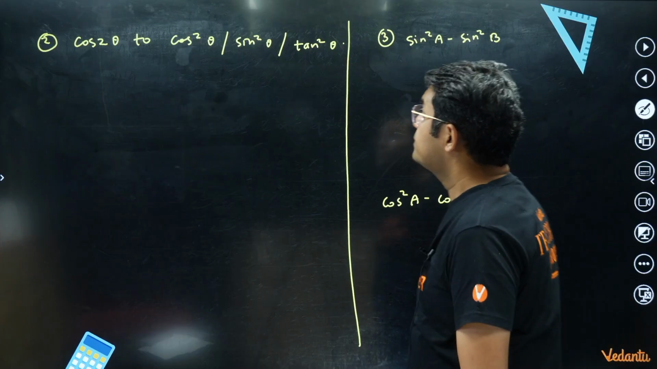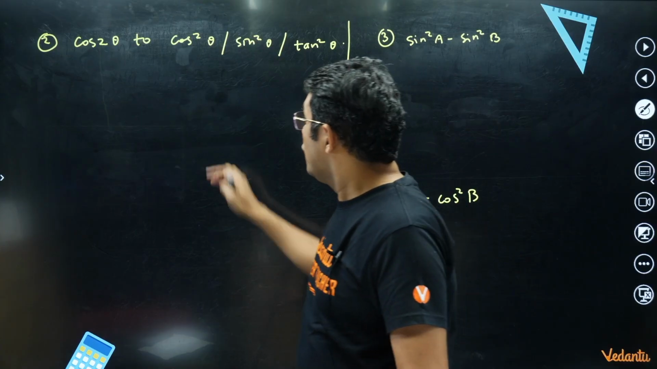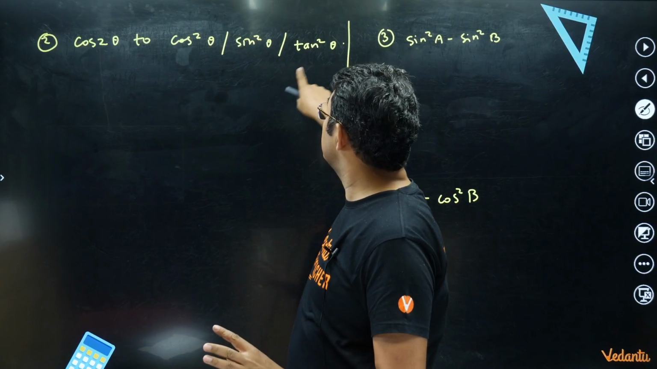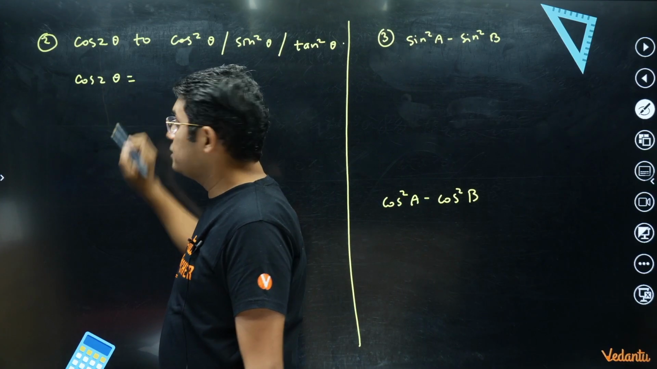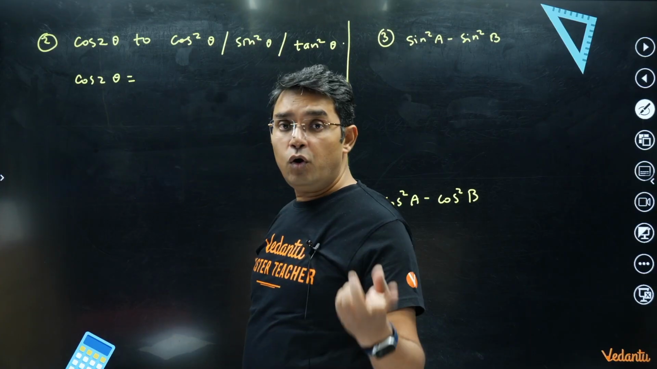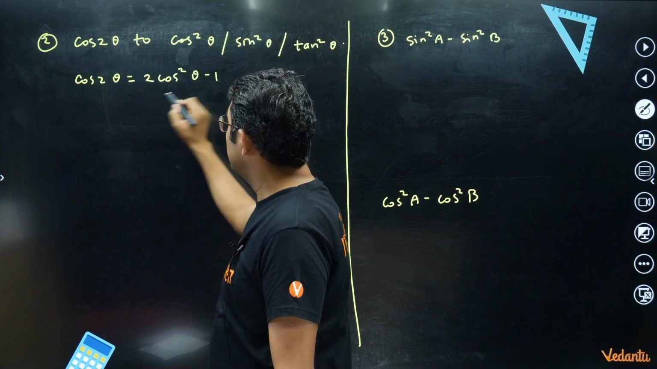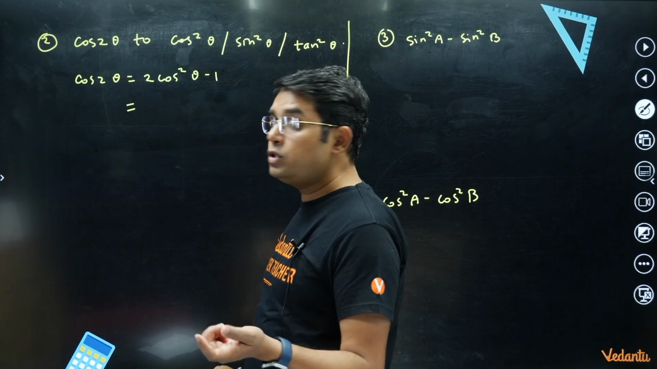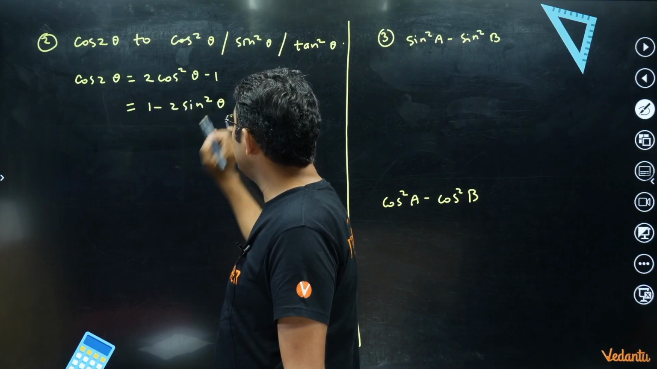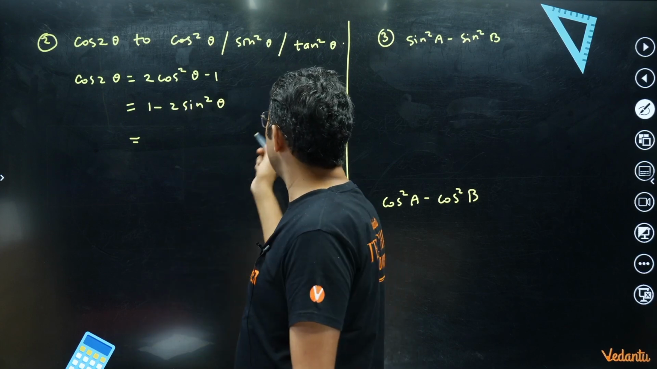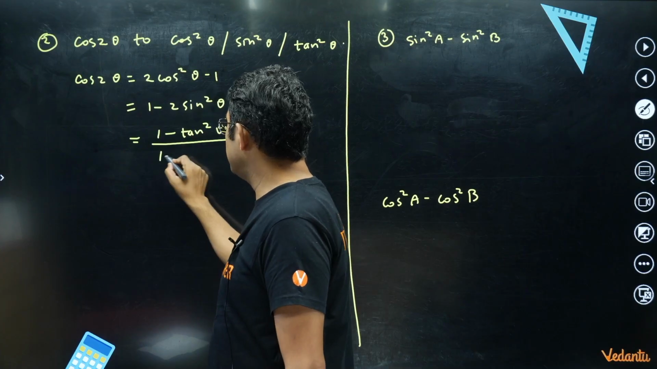The second thing is cos 2 theta formula. One very simple result, everybody should remember it. Cos 2 theta is cos square theta minus sin square theta, or 2 cos square theta minus 1, or 1 minus 2 sin square theta, or 1 minus tan square theta upon 1 plus tan square theta. For cos 2 theta, we have multiple formulas. Many times we need cos 2 theta to be converted only in terms of cos, so we use this result. Sometimes we need to convert this only in terms of sine, so we use this result, 1 minus 2 sin square theta. And if we need to convert into only tan, it is 1 minus tan square theta upon 1 plus tan square theta.